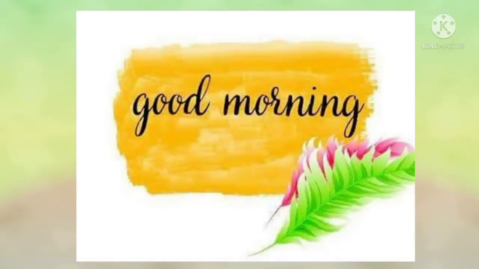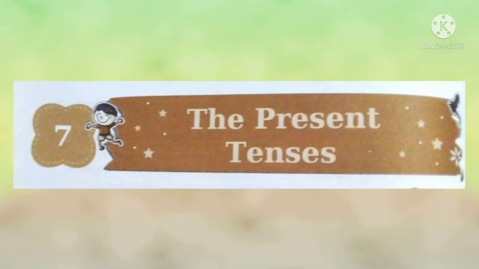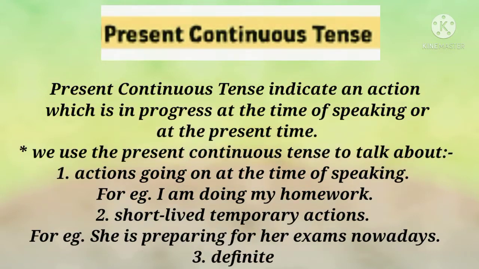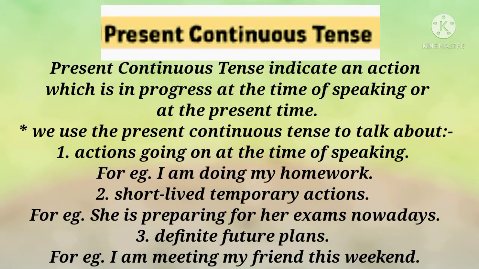We will continue our lesson, that is lesson number 7, the present tenses. Children, in our previous video, we have seen what are tenses, types of tenses, and simple present tense. Let us continue our lesson with present continuous tense.